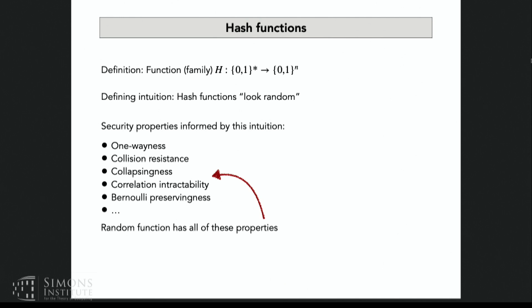These properties were defined by following our intuition that the function should look like a random function, and an actual random function has all these properties. Therefore, sometimes we resort to a kind of fantasy world, which we call the random oracle model, where we just pretend that the hash function is, in fact, a random function. I want to explain a bit more what this random oracle model is about. But before that, let me give an example application of hash functions.